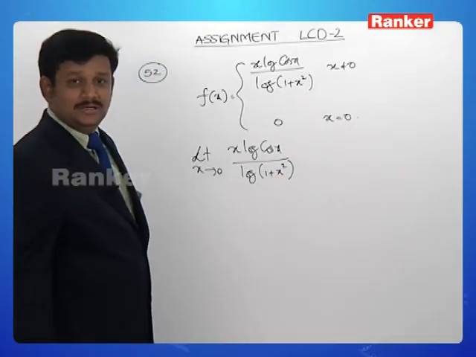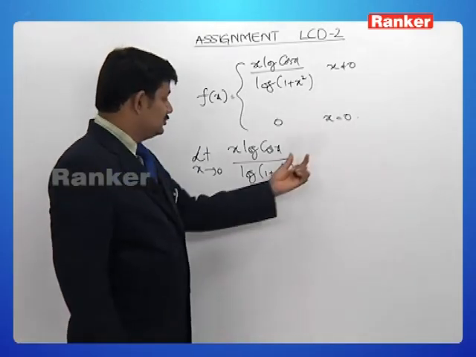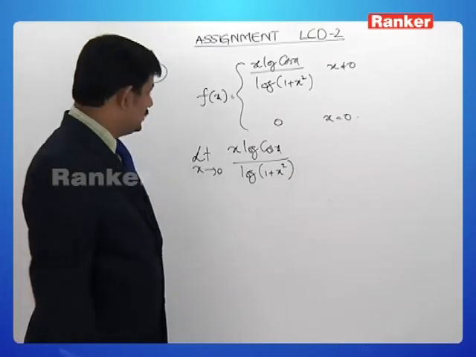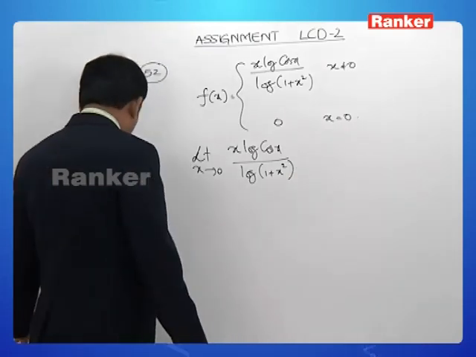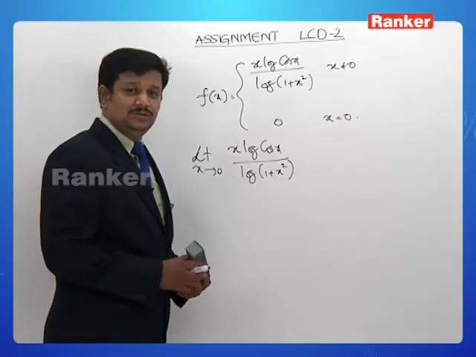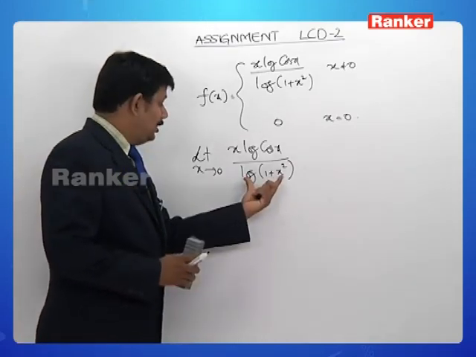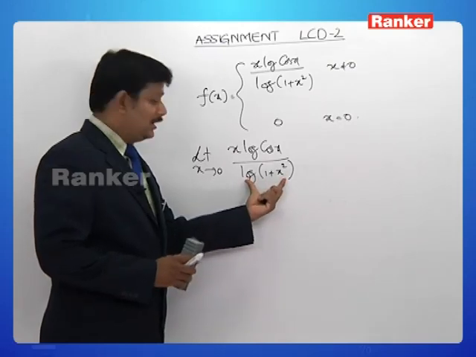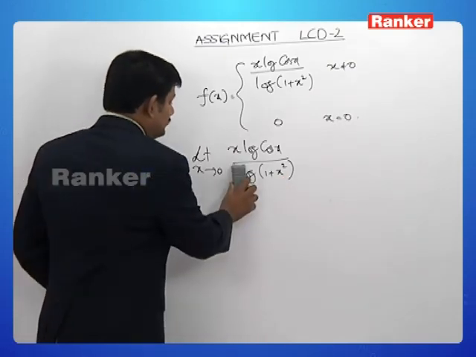We need to evaluate this and check if it is equal to 0. If this is 0, then the function is continuous. Now, log of 1 plus x as x tends to 0 is equivalent to x. Log of 1 plus x square as x tends to 0 is equivalent to x square.